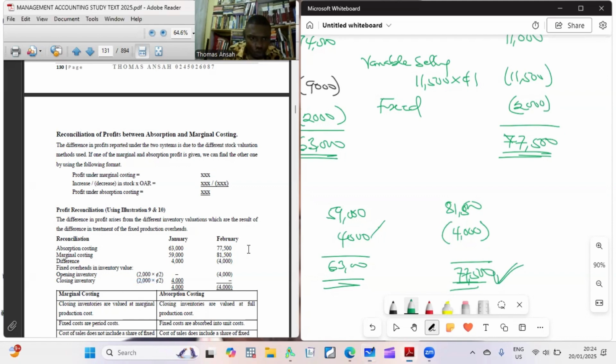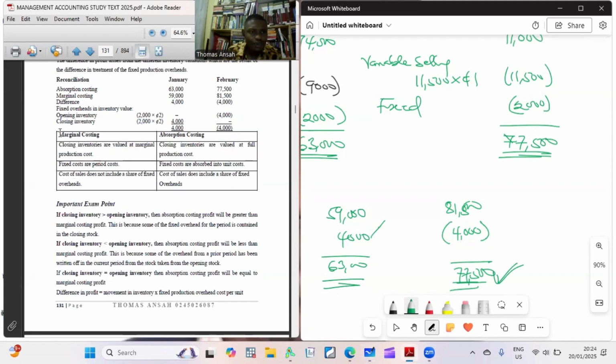So lastly, what you need to do is to understand that in marginal costing, closing stock is valued at marginal production cost, and that is the mistake we nearly made when we were doing it. It is valued at marginal production cost or variable cost of production. Fixed costs are period costs, and cost of sales does not include a share of fixed overhead. So take note of that. But in absorption costing, it does include it, and the closing stock is valued at full production cost.